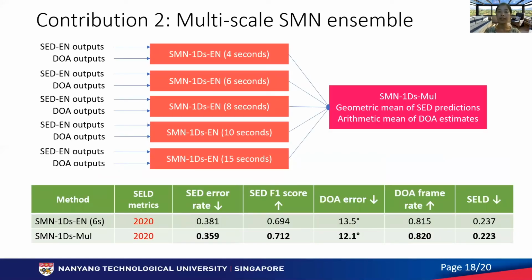To further improve the SELD performance, and to participate in this year's DCASE challenge, we train multiple SMN models with different input lengths of 4, 6, 8, 10, and 15 seconds. This ensemble of multi-length models further reduced the SED error from 0.381 to 0.359, improved the SED F1 score from 0.694 to 0.712, reduced DOA error from 13.5 degrees to 12.1 degrees, and increased DOA frame recall from 0.815 to 0.820.